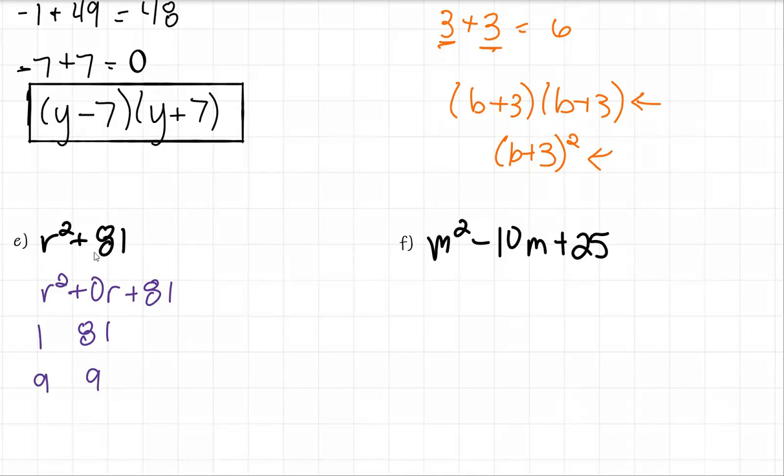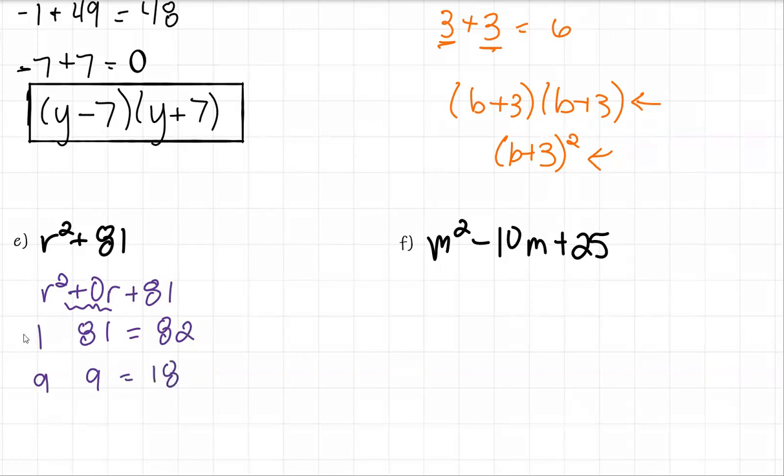Now, 81 is positive, so they have to have the same sign. They're either both negative or both positive. And since it's technically 0r, we don't know whether it's both negative or both positive, so we've got to just try them all. Well, 1 plus 81 is 82, and 9 plus 9 is 18.